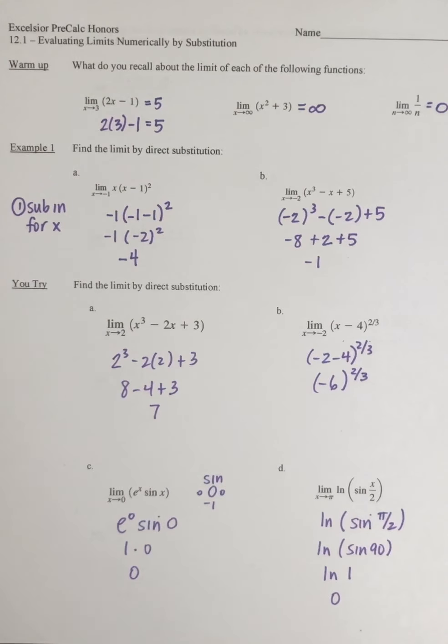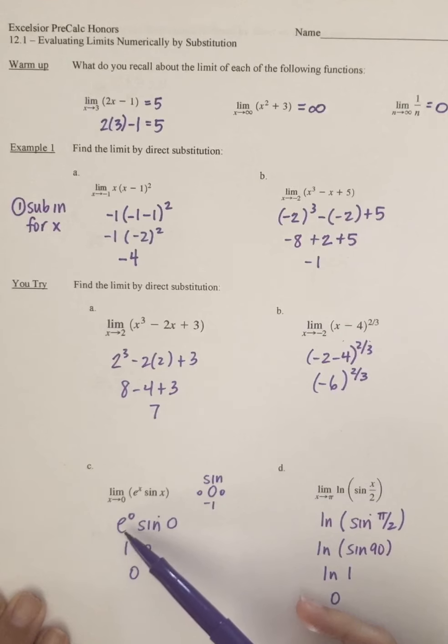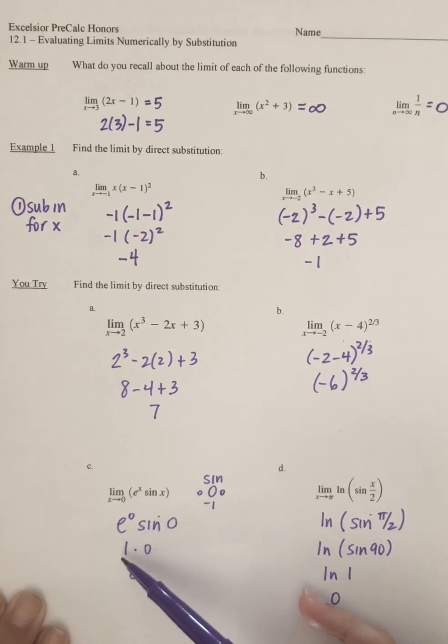That's fine. But C and D are interesting because they bring back in some e's, some ln's, and some trig. So it's not that bad. You still do direct substitution. So in letter C, where x was 0, e to the 0, sine of 0. The first part, e to the 0: anything to the 0 power is 1.